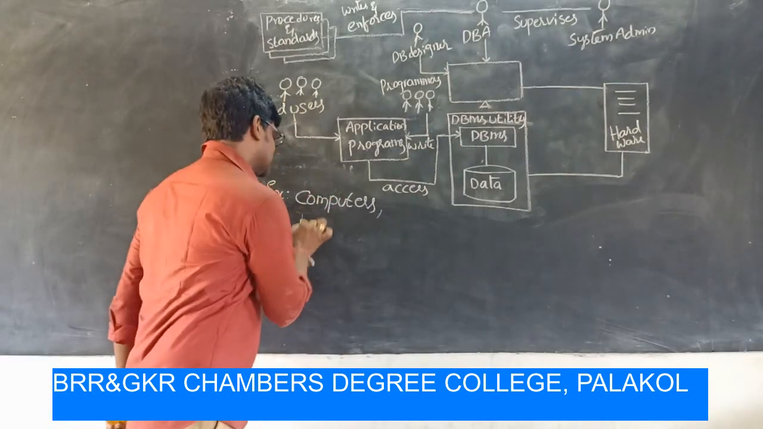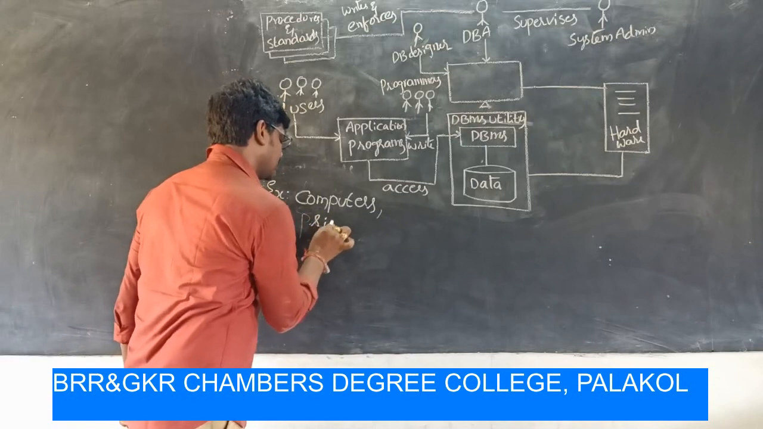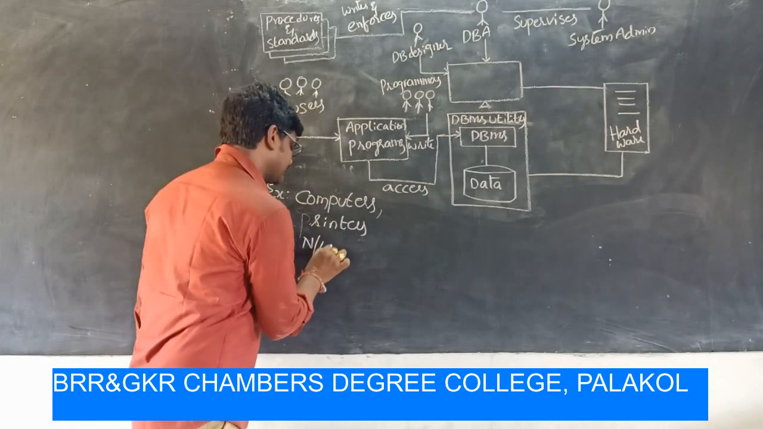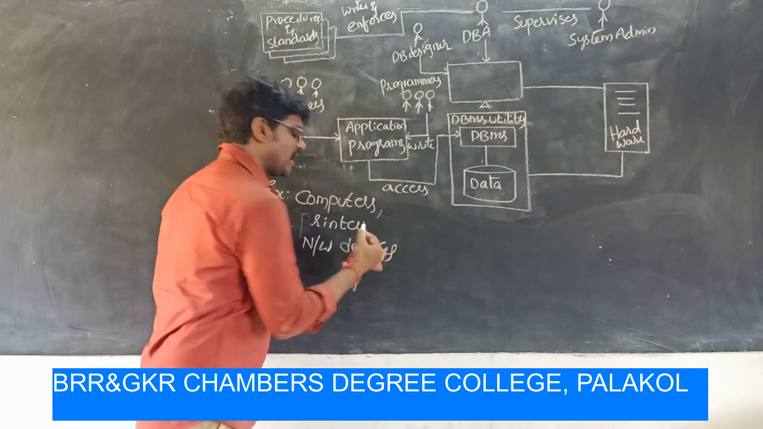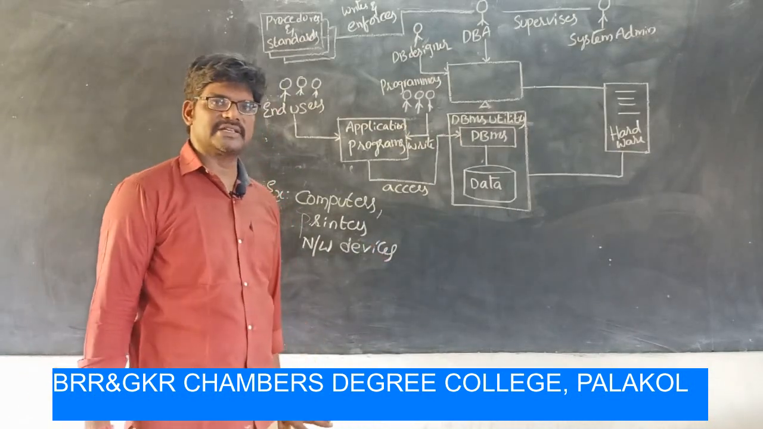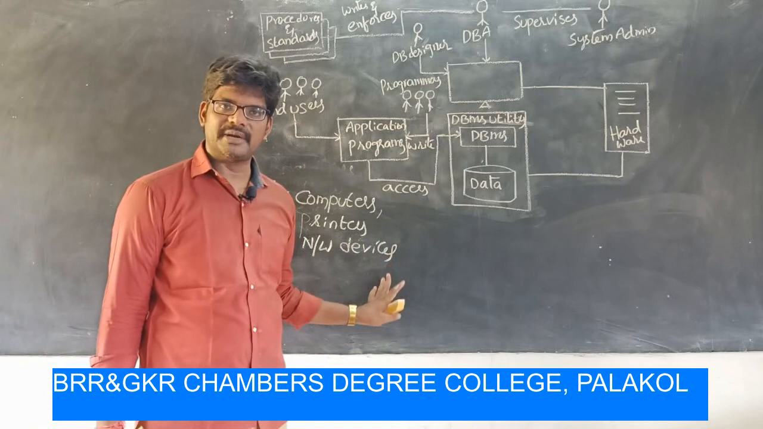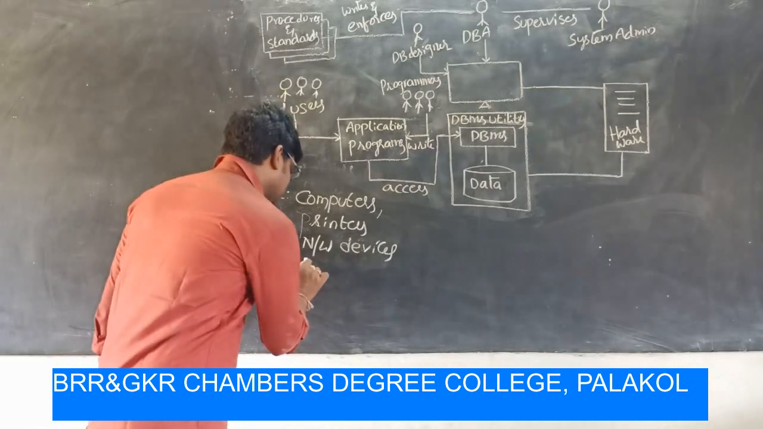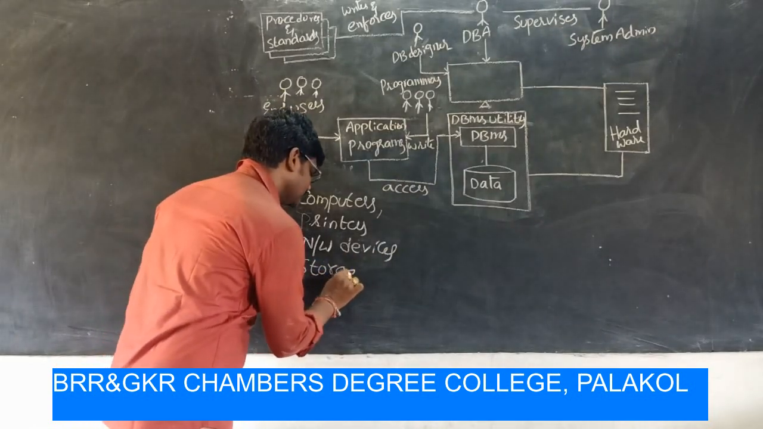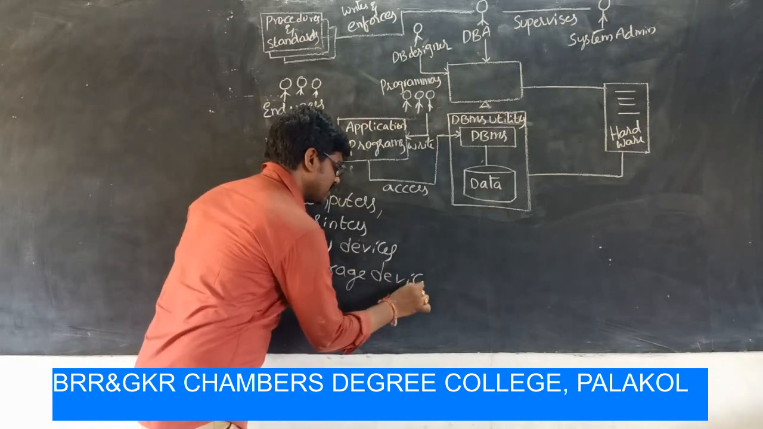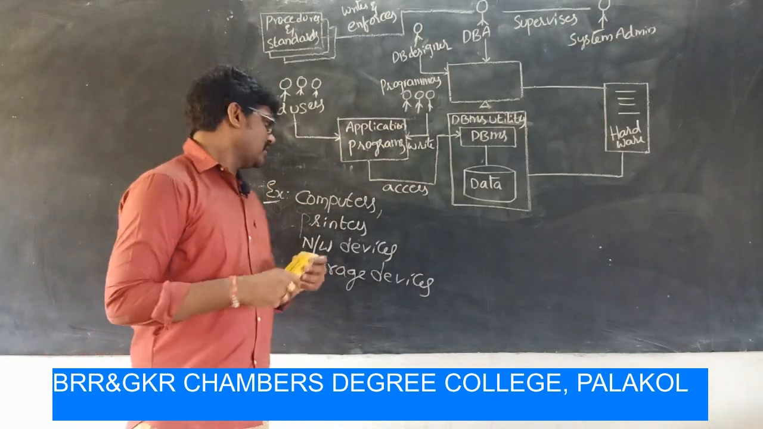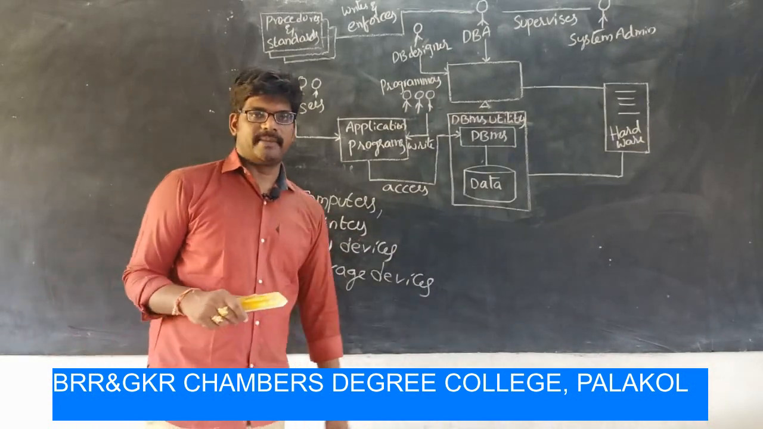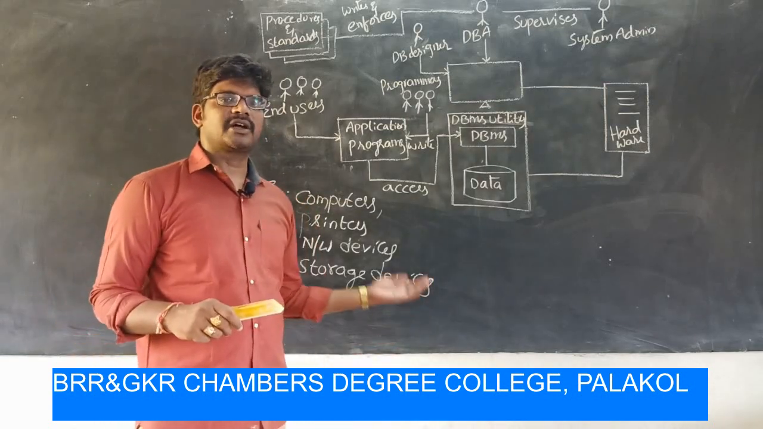And printers are the hardware components. And network devices are the hardware components. So what are the network devices? Switches, routers, hubs, fiber optics, all are the network devices. And other storage devices. All these are the different hardware components: computers, printers, network devices and storage devices and so on. All these are the physical components of the computer system.